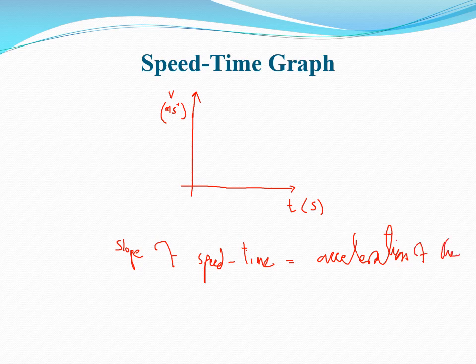Of the moving body. So again, making the difference, we saw in the case of the distance time graph that the slope of the distance time graph gave us the velocity of the body, while in the speed time graph, the slope of the speed time graph gives us the acceleration of the body. So these two are very important points relating to graphical analysis of the distance time graph and speed time graph.